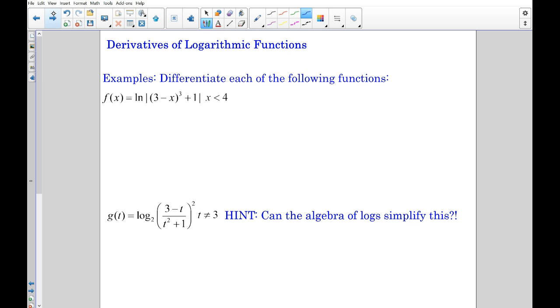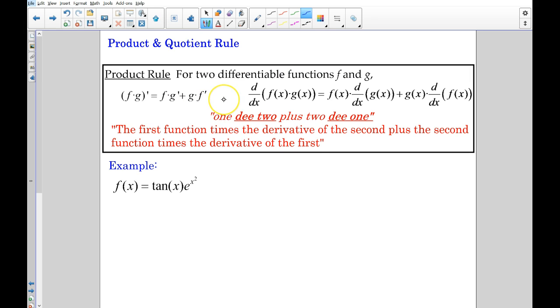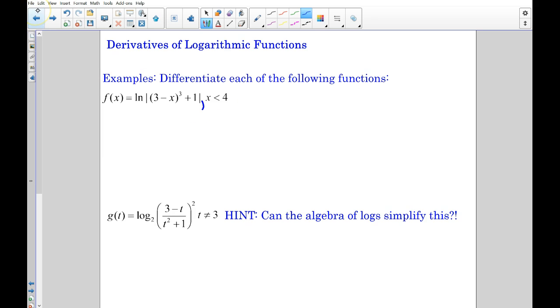Okay, so let's go through some examples. We want to differentiate each of these. There should be a comma in there. So the function is natural log of the absolute value of that, and we're restricted to the domain where x is less than 4. That's just a technicality. We're going to differentiate assuming that we are inside the domain.